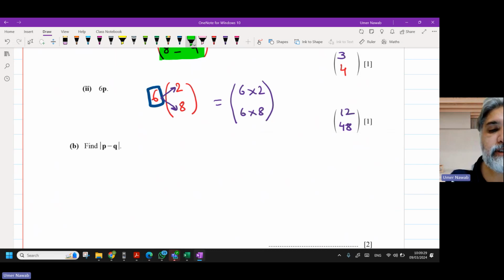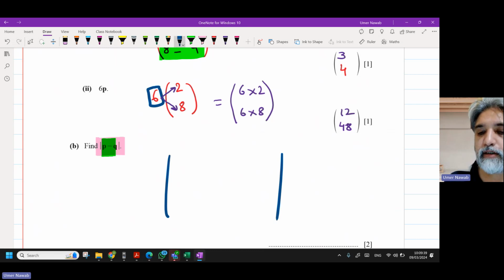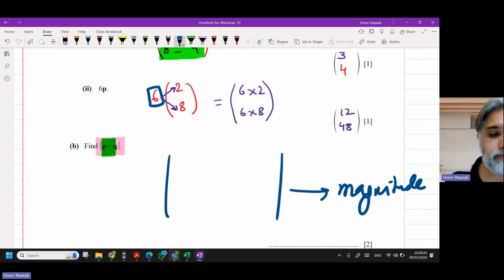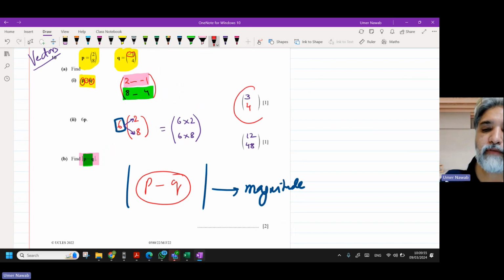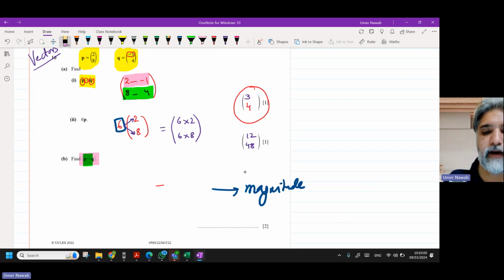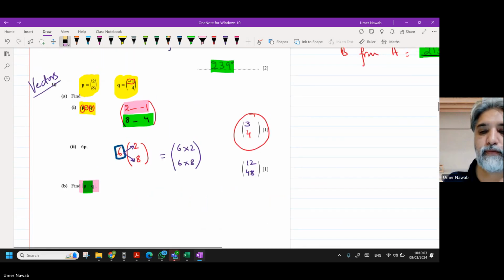Next question is interesting. He is asking P minus Q, but he has put bars around them. Bars means he's saying, can you find the magnitude? So magnitude is a number. But before finding the magnitude, I need to find the P minus Q vector first. Did I find P minus Q before? Yes, Mr. Omar, you have already found P minus Q. Now let me find the magnitude of all the vectors, then I will come back to P minus Q.